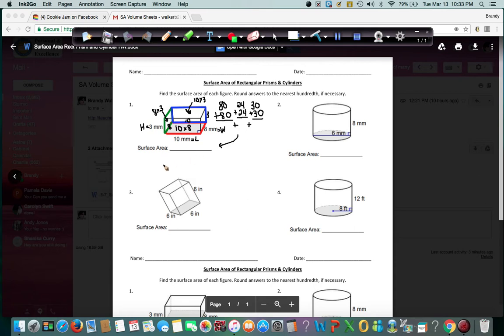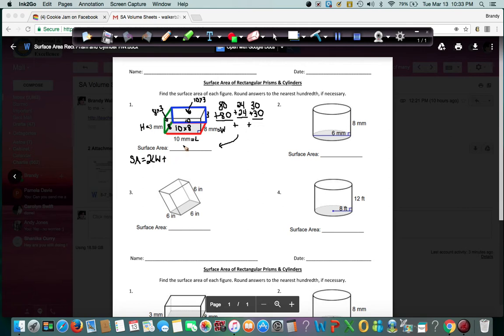Now you can also use a formula. So the formula for surface area is on your formula sheet, and it is right next to a picture of a rectangular prism. And your formula is 2 times the length times the width. And if you notice, that's what we did right here, right? We said 10 times 8, our length and width. And we have two of them. So rather than saying 80 plus 80, we would just say 2 times 80, right?